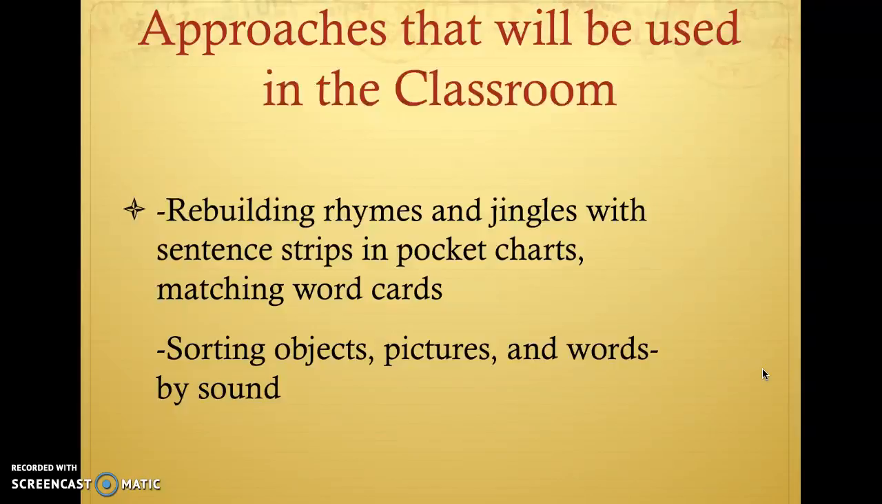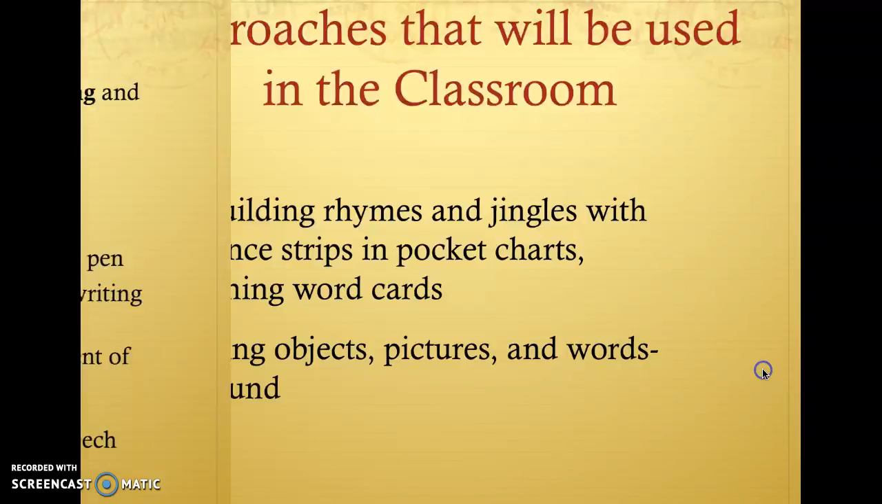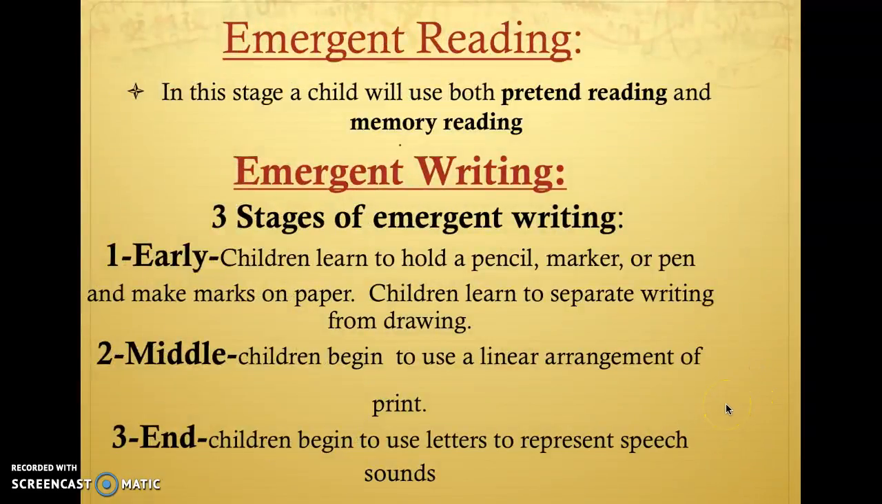Things that you can do in the classroom that you probably are already doing are rebuilding rhymes and jingles with sentences, pocket strips, sorting objects, pictures, and words by sound. So we can talk about emergent reading, where children are doing pretend reading and memory reading, as well as emergent writing. So you can see there are 3 stages of emergent writing: early, middle, and end, and this gives you a progression of what children are doing.